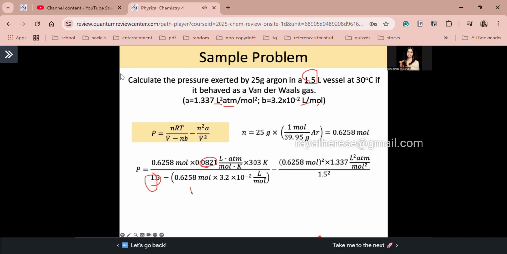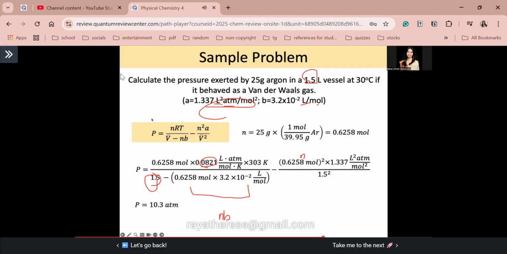And then minus NB, so this is your NB. Okay? Now, this takes into account the total volume of your gas molecules. So, hanapin natin, guys, yung volume ng gas molecules mo itself. Okay? So, here we have 0.6258 moles N times B. Again, B takes into account the finite molecular size or the excluded volume of every gas particle. So, that's times 3.2 times 10 to the negative 2 L per mole. Minus N squared A over V squared. So, N mo ito. Ang A mo ay, say, 1.337 L squared atm over mole squared ito. Okay? Divided by the volume, 1.5 squared. Solving, we get 10.3 atm. Diba? Kayang-kaya? Okay, now let's proceed.